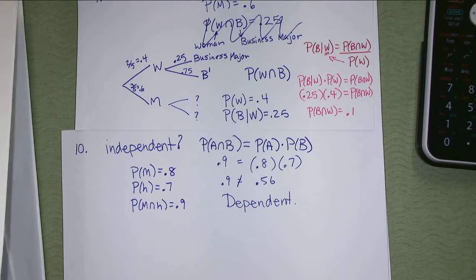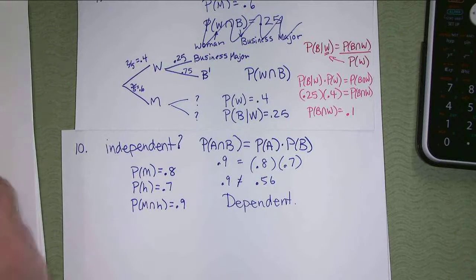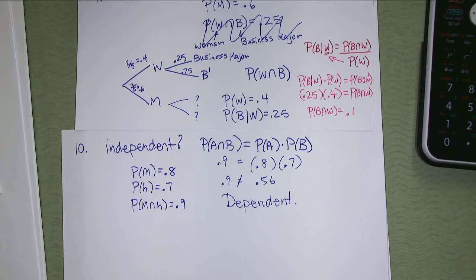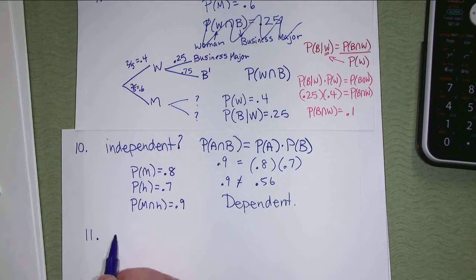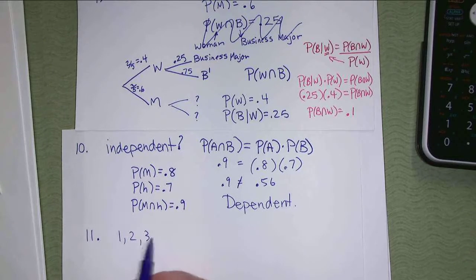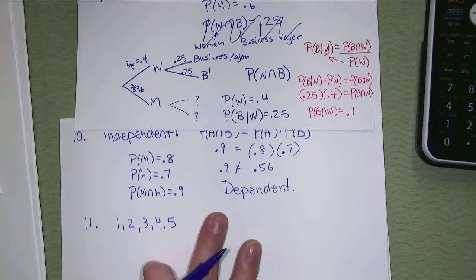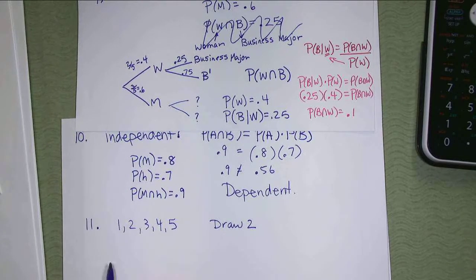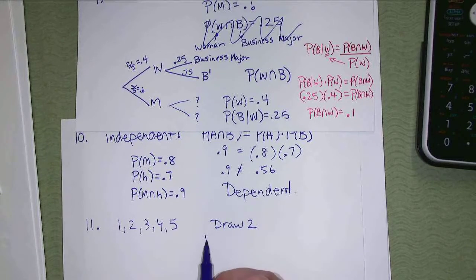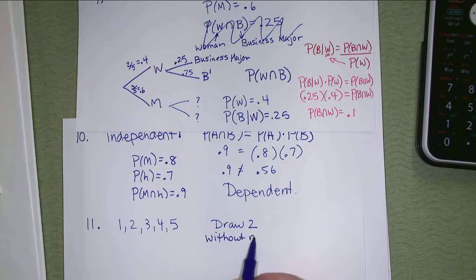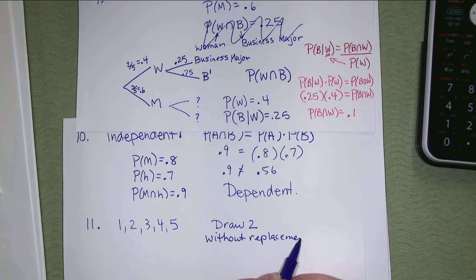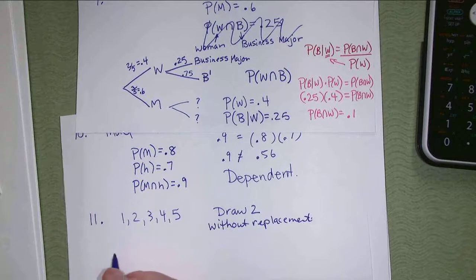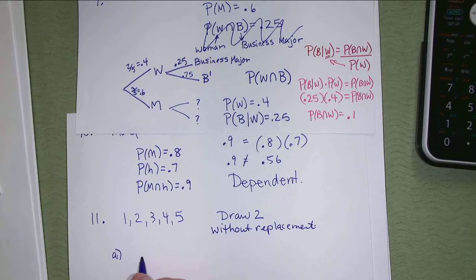It's 11. An experiment consists of drawing two numbers from a jar that contains 5 numbers, 1, 2, 3, 4, 5, one at a time without replacement. So we're going to draw 2 without replacement. So you can't get the same number twice. A, find the probability that the 3 is the first number given that the sum is 7.